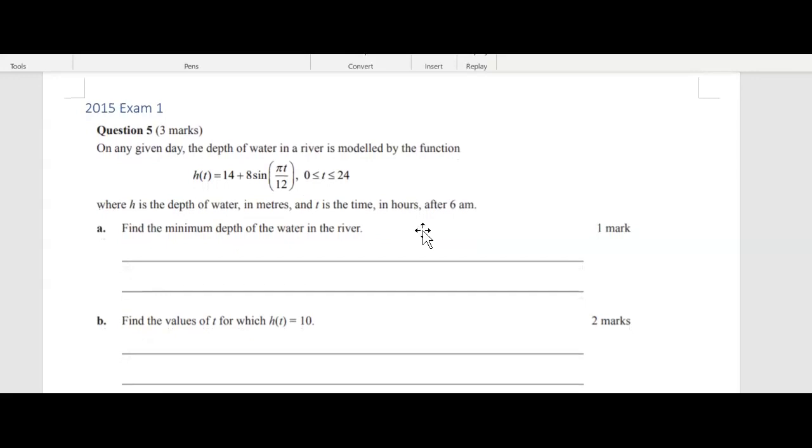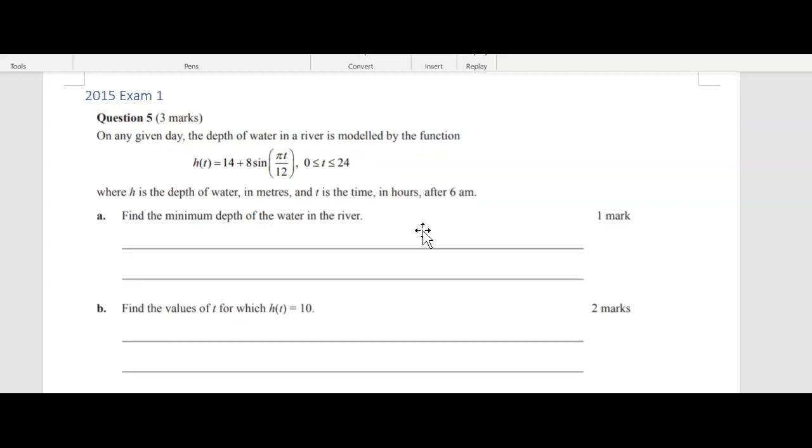All right, so now we're getting into the previous study design, but we should still be seeing the same course content for circular functions. This question here, it's an application style question, but we still have to do it without a calculator and without a bound reference. All right, so question 5. On any given day, the depth of water in a river is modeled by the function. So got this, and very similar to your SAC style questions. So H is the depth of the water and T is time.